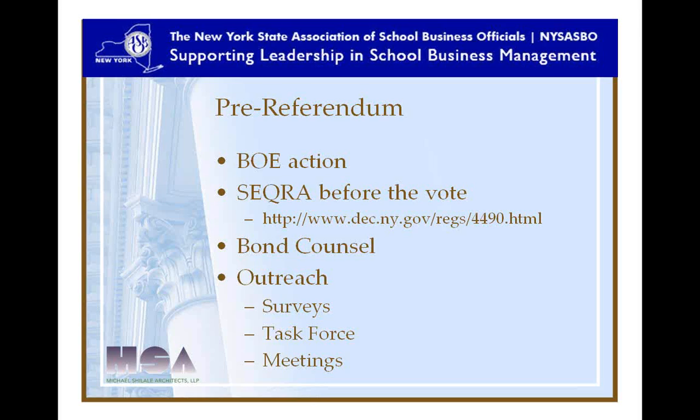You will need a Board of Education action before the vote, and you'll have to do your SEQRA analysis, which is the State Environmental Quality Review Act. You'll have to do that before the vote. And for most of your infrastructure projects, it would be a Type 2; a repair or upgrade is a Type 2 action. Actions under SEQRA are designated as Type 1, Type 2, and unlisted actions. Type 1 actions are the ones that may have some environmental significance, but most of your actions would be Type 2. There's a link there where you can read about the SEQRA process.